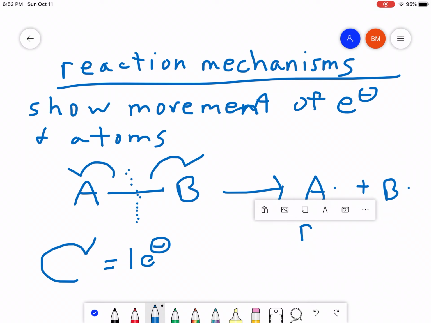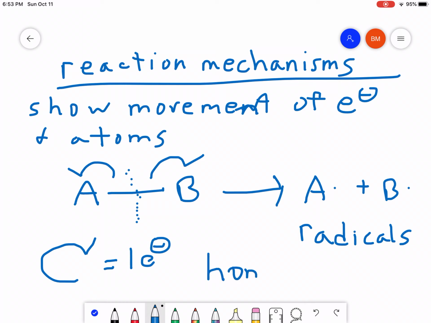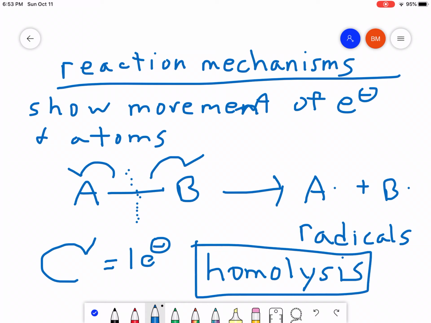These are referred to as radicals. You may have heard the term radicals or free radicals before. This is what that's referring to: something that has an unpaired electron. And overall, this process is called homolysis, the splitting of an electron pair evenly between atoms. One thing you might notice is that this process does not produce ions. It does not produce charged species. It just produces radicals, which are defined as being neutral.